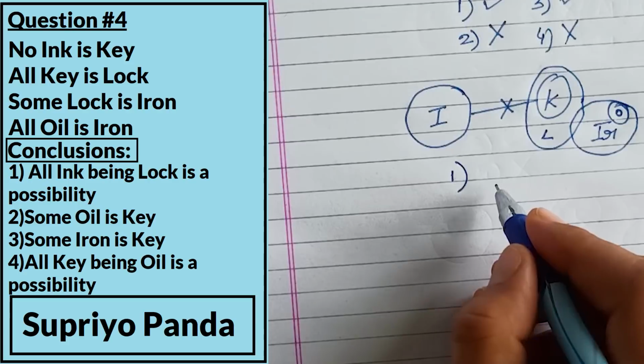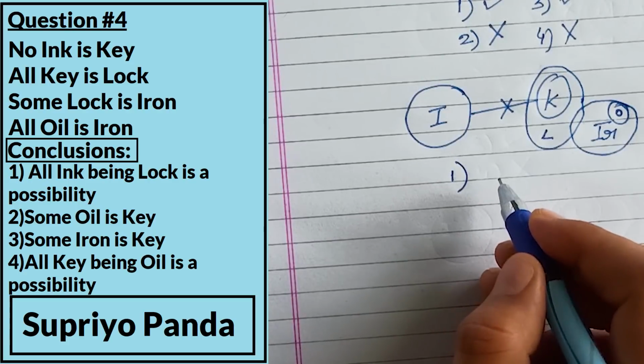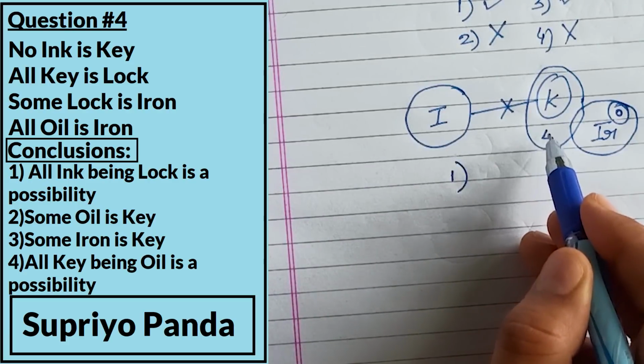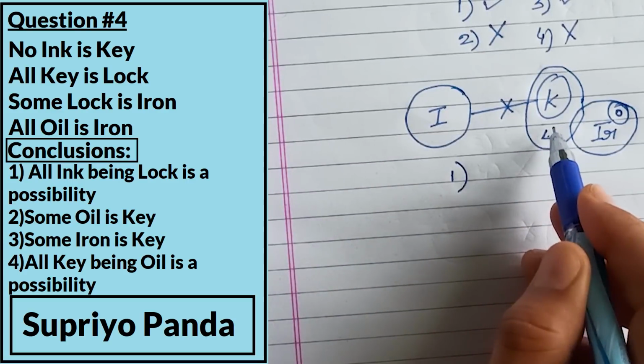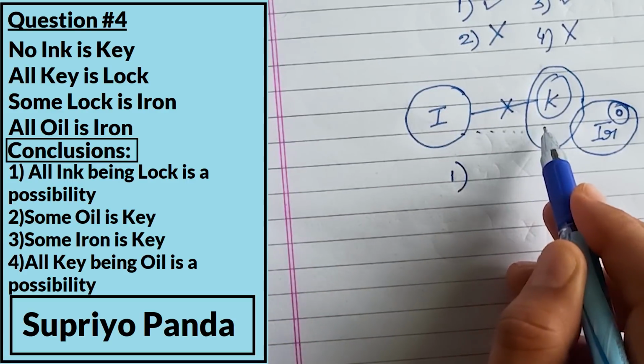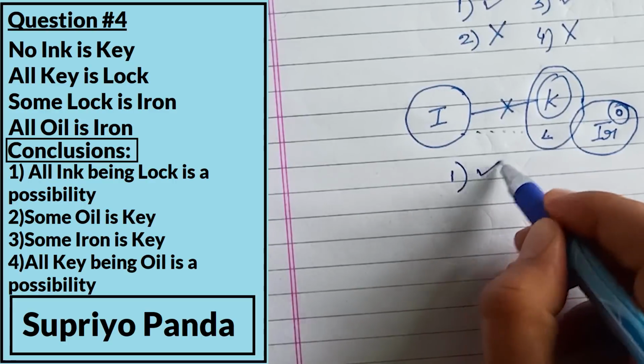All ink being lock is a possibility. Can you just rotate this thing and put it inside over here? Can this thing actually be inside here? Yes, it can be. So this is a correct conclusion.